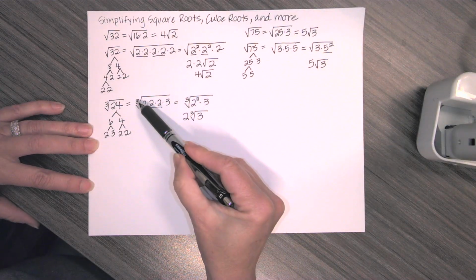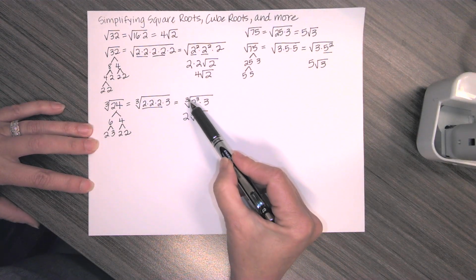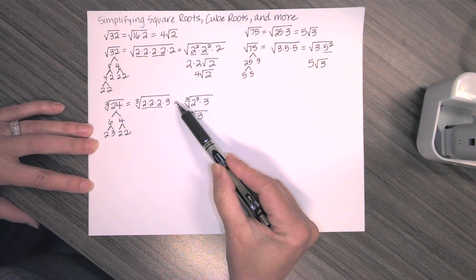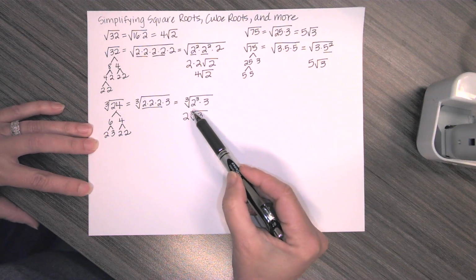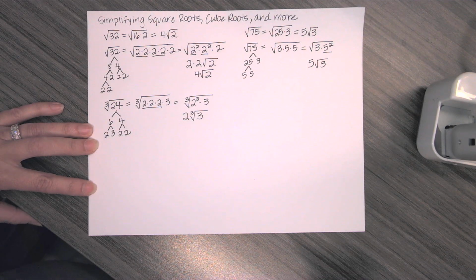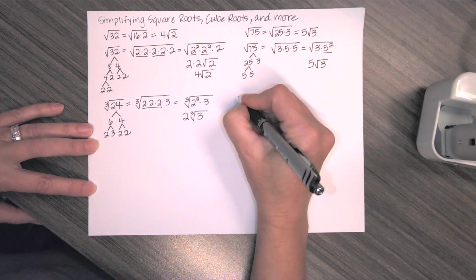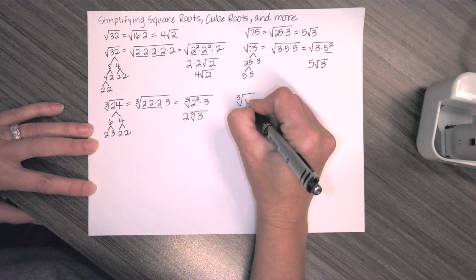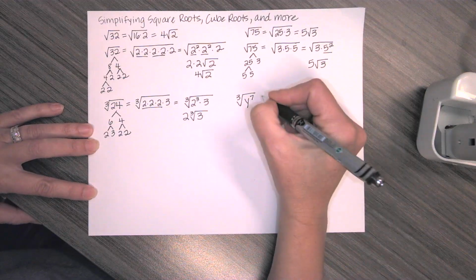Make sure you keep bringing this little 3 that indicates a cube root over into the next step of the problem. A lot of people leave that off, and if you leave that off, then it's incorrect. All right, the cube root of y to the 7th.